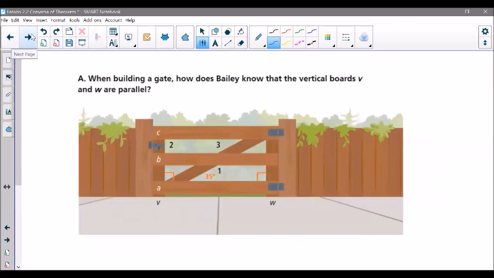All right, so let's look at an example. We are building a gate. Bailey's making a gate. How does Bailey know the vertical boards V and W are parallel? So if you want to think about this one, here's the boards. We can change the boards into lines. Line A is our transversal. So how do we know V and W are parallel? Any suggestions, any ideas?